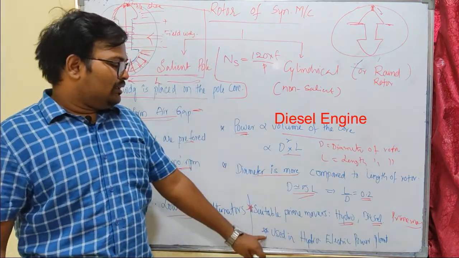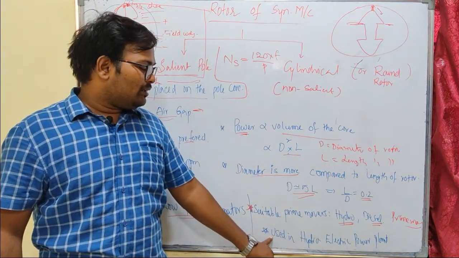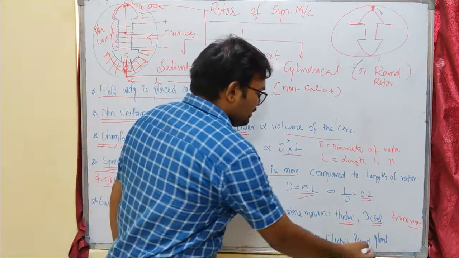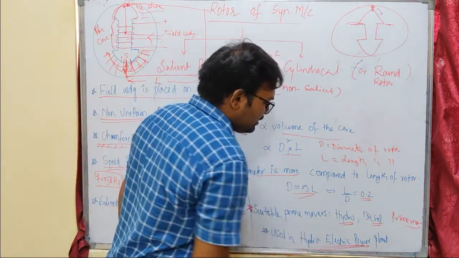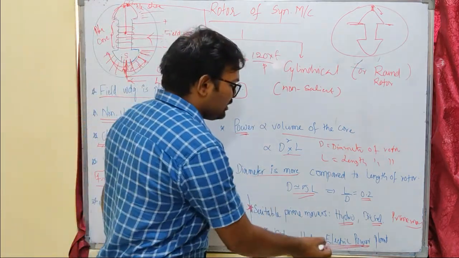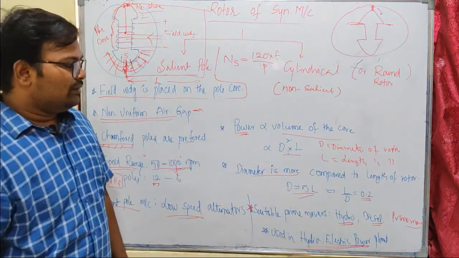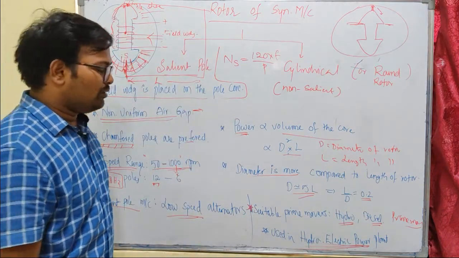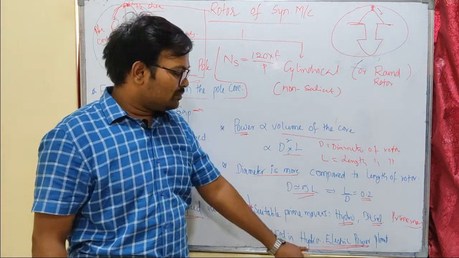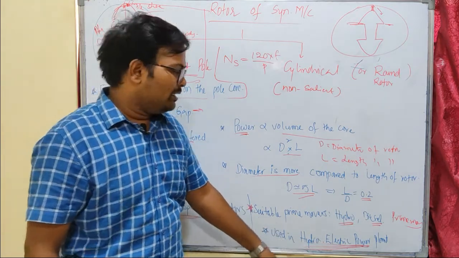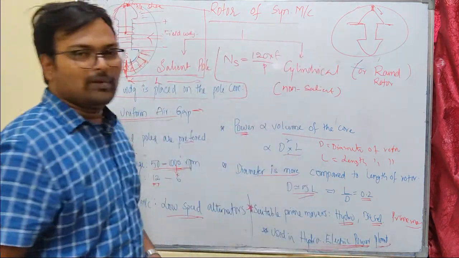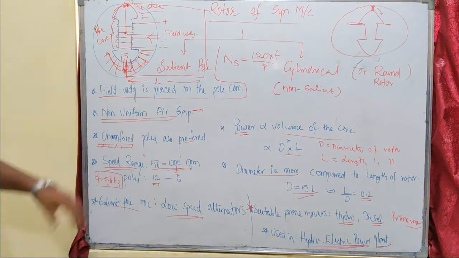So our salient pole rotor is used in a hydroelectric power plant. Mostly the best application of our salient pole is the hydroelectric power plant, because there the speeds of the machine are very low. They can also be used in a diesel power plant. This is about the salient pole rotor.